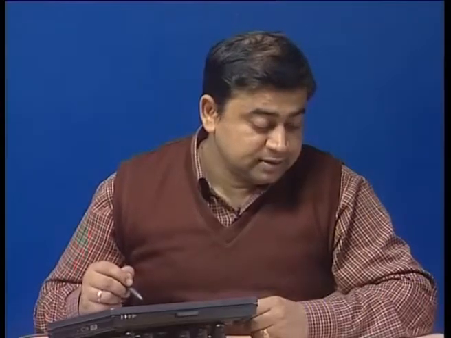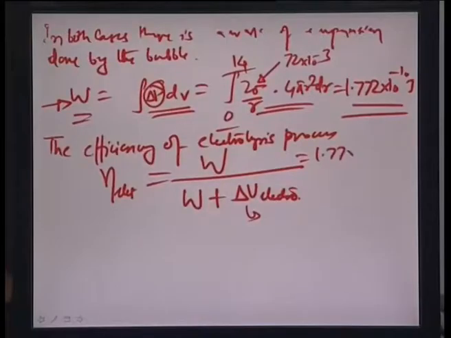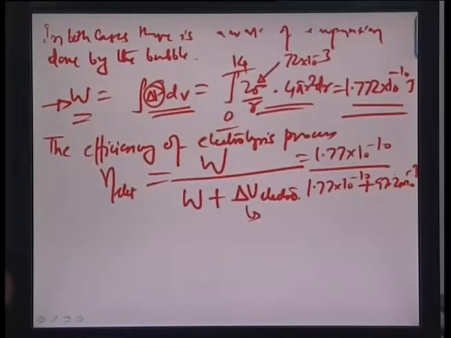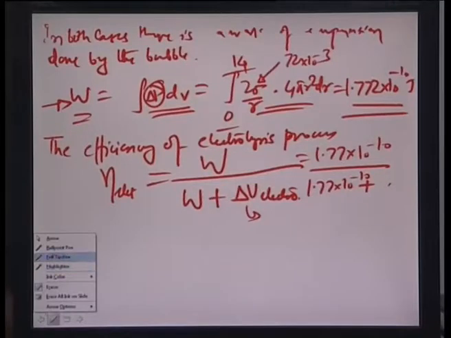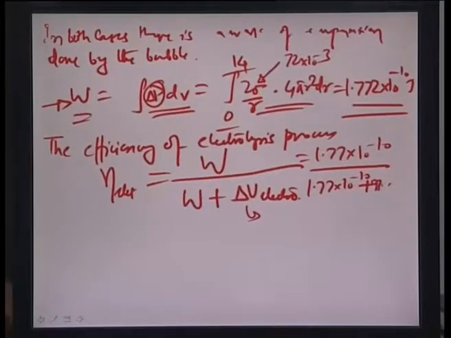So this comes out to be equal to 1.77 times 10 to the power minus 10 divided by 1.77 times 10 to the power minus 10 plus 97.2 times 10 to the power of minus 12. Okay, let me write this in a little better manner. So it is 97.2 times 10 to the power of minus 12, and so this efficiency comes out to be roughly 65%. Okay, if you just do this calculation here.